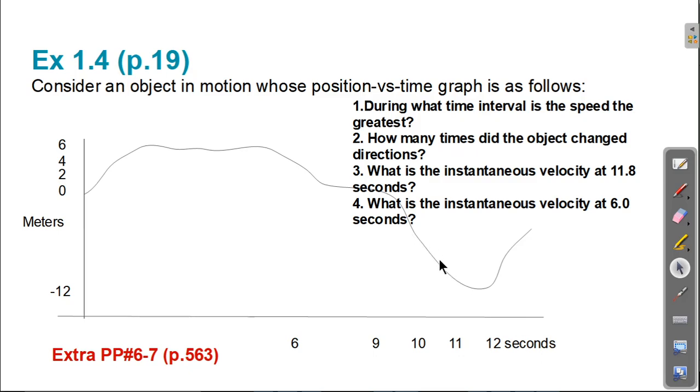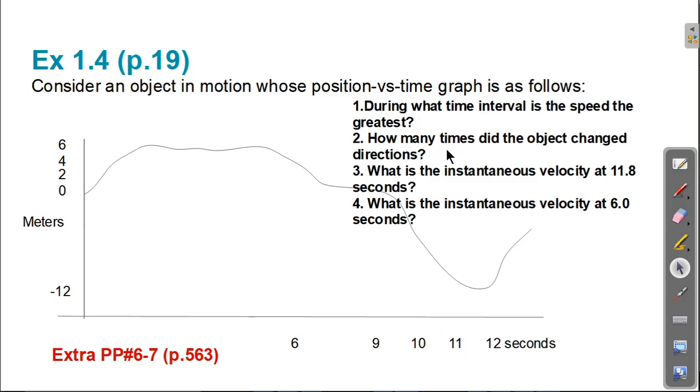You see that? Going down. When does that happen? Well, it's sometime between second 10 and second 11. Sometime between those 2 seconds is where the slope is the steepest. And that should be your answer for number 1. Between second 10 and second 11 is when you have the greatest speed.